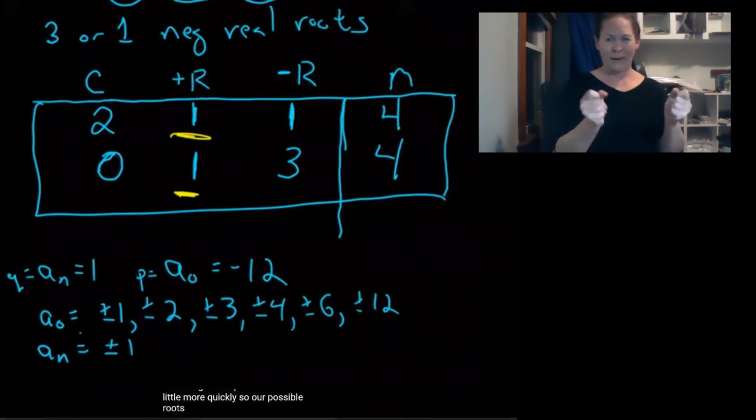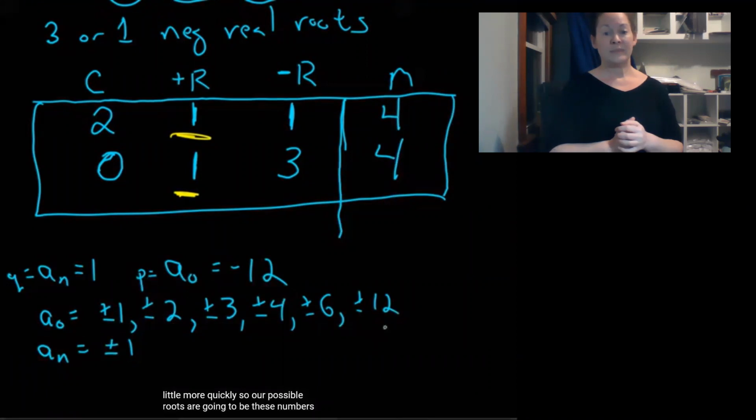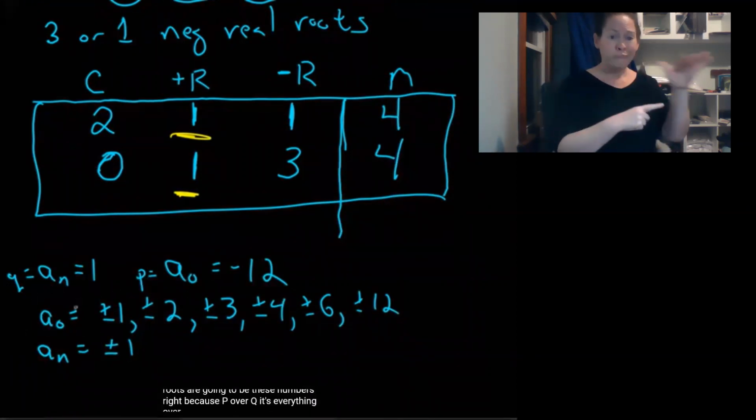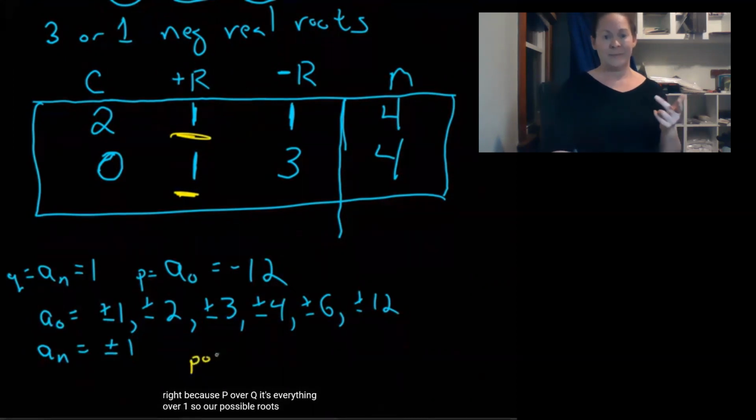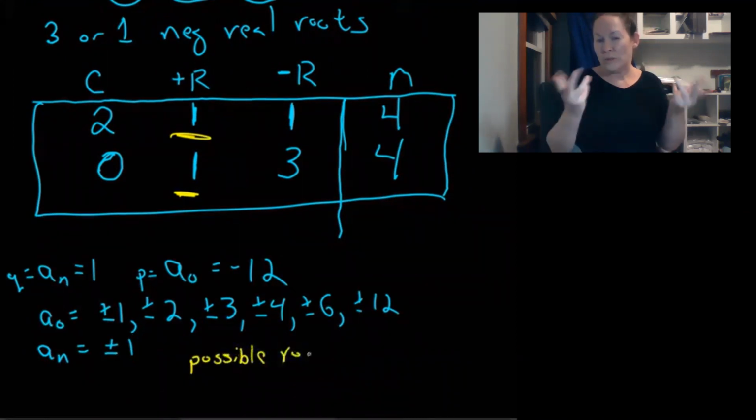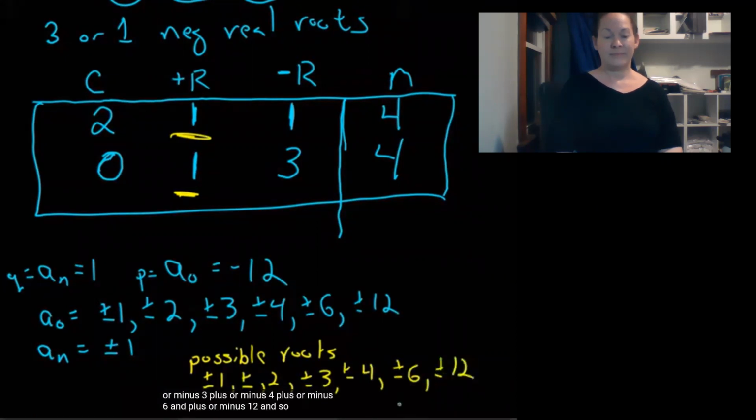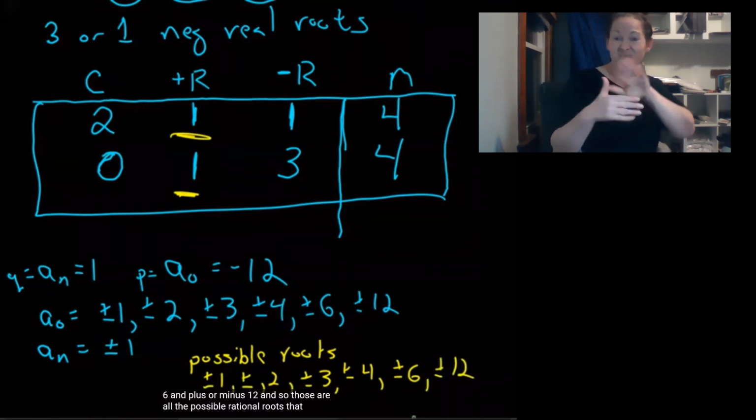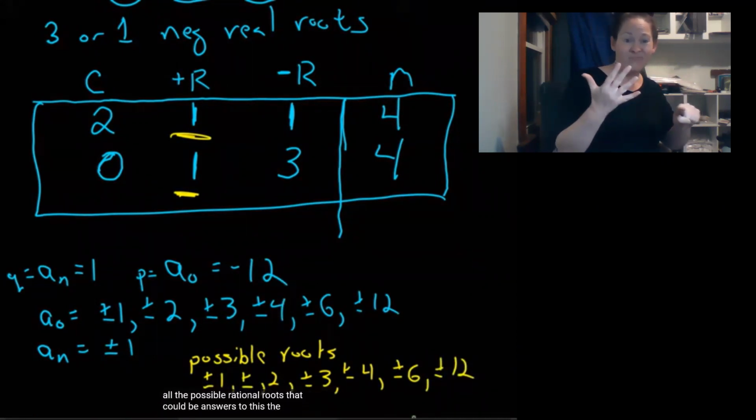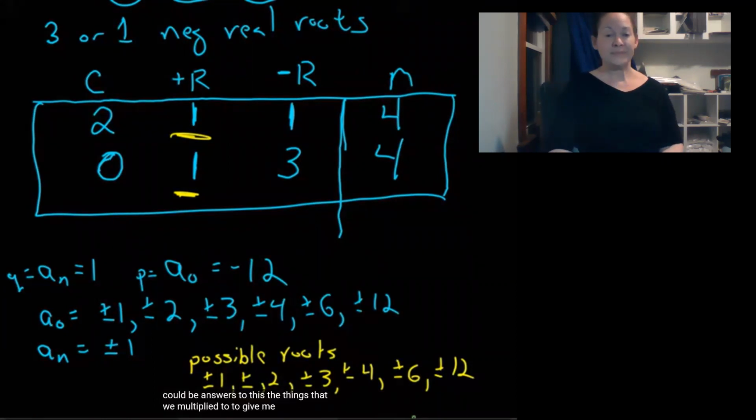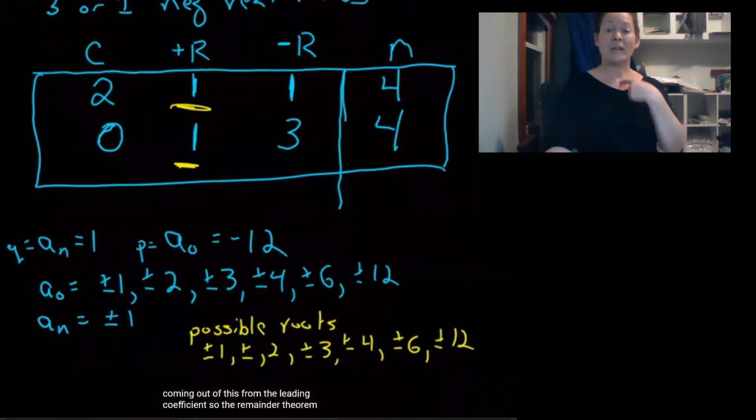So our possible roots are going to be these numbers, right? Because p over q, it's everything over 1. So our possible roots are plus or minus 1, plus or minus 2, plus or minus 3, plus or minus 4, plus or minus 6, and plus or minus 12. And so those are all the possible rational roots that could be answers to this. They're the things that we multiply to give me my constant coming out of this from the leading coefficient. So the remainder theorem will help us choose these.